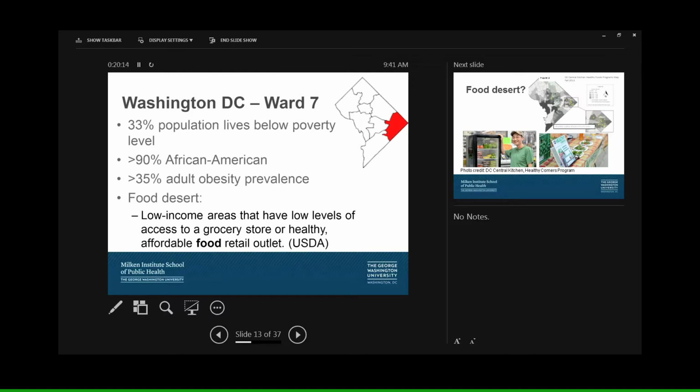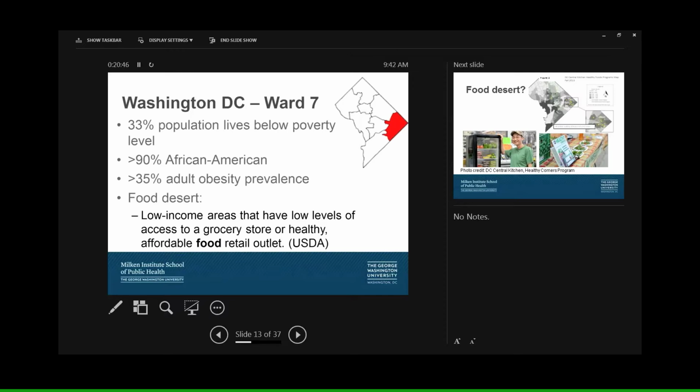But DC, this Ward 7, which is this red dot here, and Ward 8, which is down here, are predominantly African American. They're east of the Anacostia River, and they're kind of like the forgotten corner of DC. It's 33% of the population that lives below the poverty level, and there's over 35% adult obesity prevalence. And I couldn't even find representative numbers for childhood obesity. But it has been denominated as a food desert.